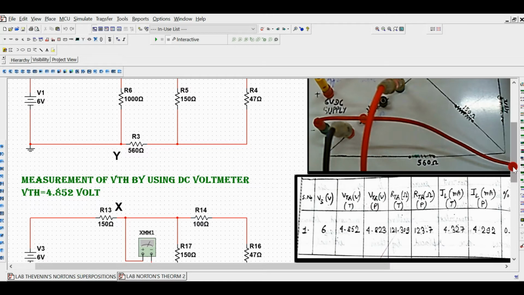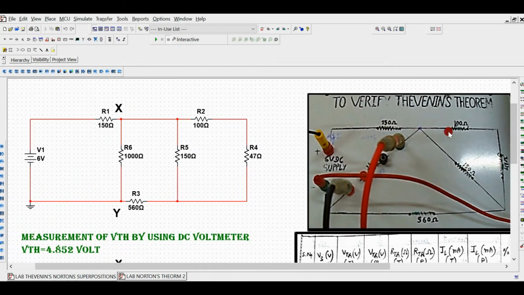So what do we do for this? First, we have to remove the load resistance. See, this is the load resistance. We will have to remove this load resistance, RL equal to 1000 ohm, which is connected between these terminals.